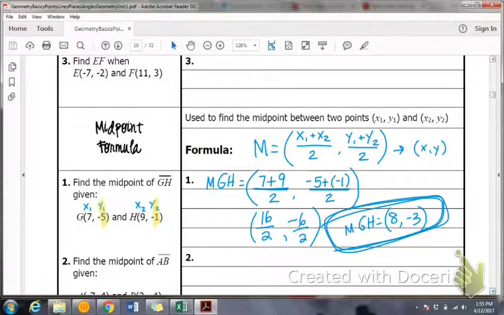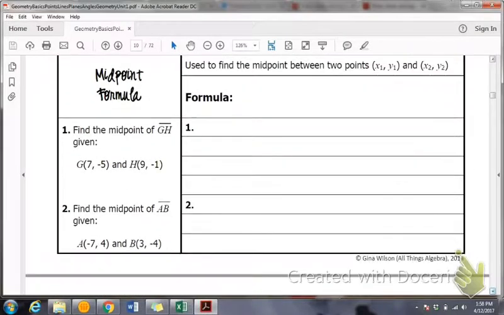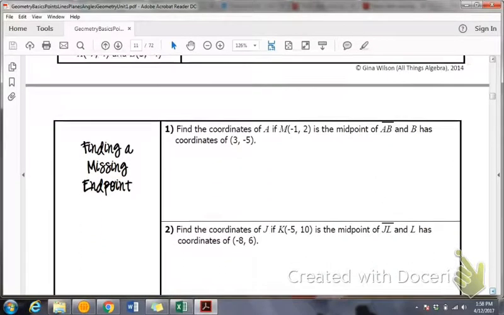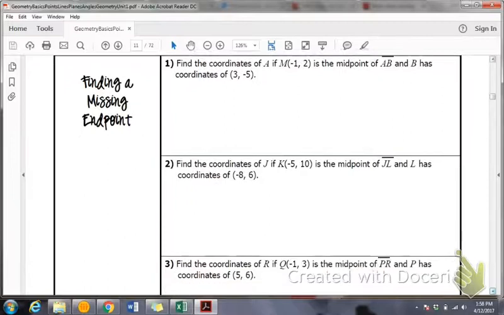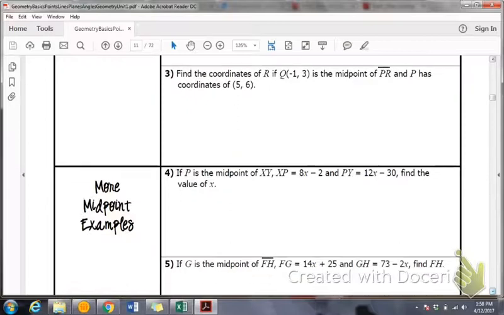Okay, we're going to do one more example. Two more examples before it's time to close today. So flip your paper over. That top section where it says finding endpoints, you're going to put a big X through. So on the next page, that top point where it says finding missing endpoints, you're going to put an X through that. We're not going to do that section. We're going to do that section there at the bottom. Okay, more midpoint examples is where we're at.